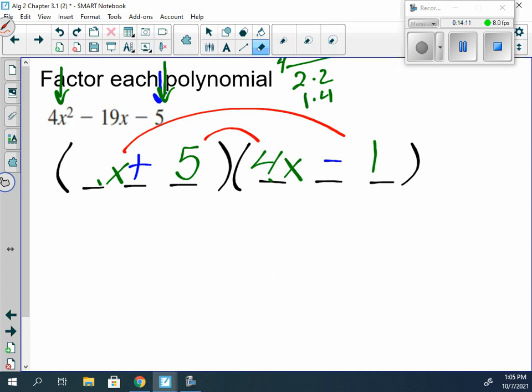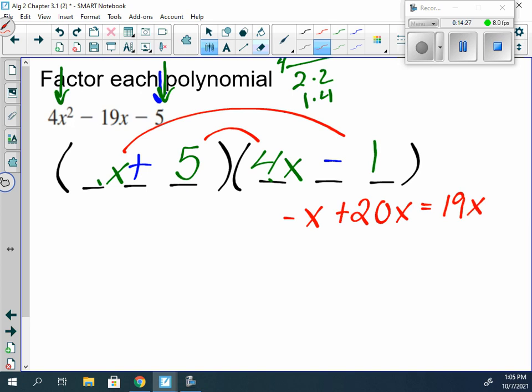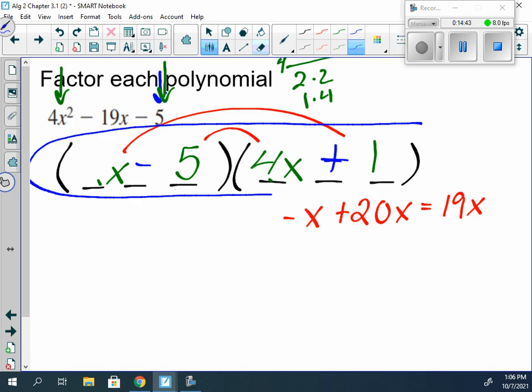Guys, let's focus in. And if we check this here, x times negative 1 is negative x. 5 times 4x is going to be plus 20x. This would give us 19x. Is that what we wanted? Almost. We just need to flip the signs, make the 1 positive and make the 5 negative, which would mean this is the correct setup. And that's it.